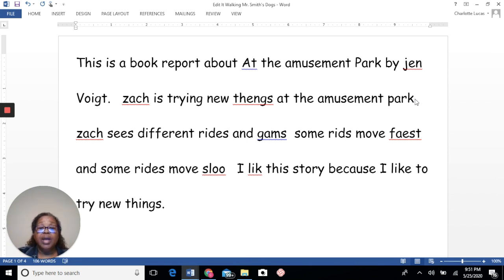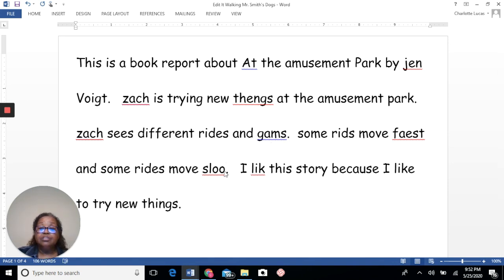Zach sees different rides and games. That sounds like another natural pause. Let's put a period right there. Some rides move fast and some rides move slow. Another natural pause. We'll put our period there. I like the story because I like to try new things. Wow, that was easy this time. Let's see if it changes as we move on. If it changes, we'll change the punctuation, but I'm feeling pretty good about that.